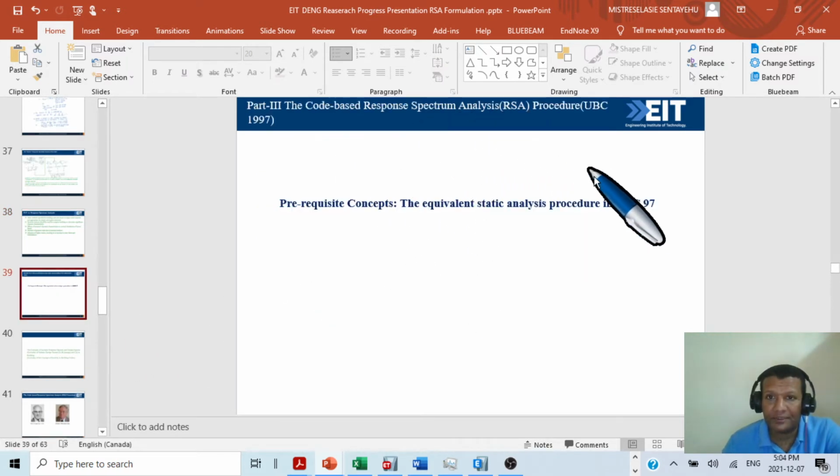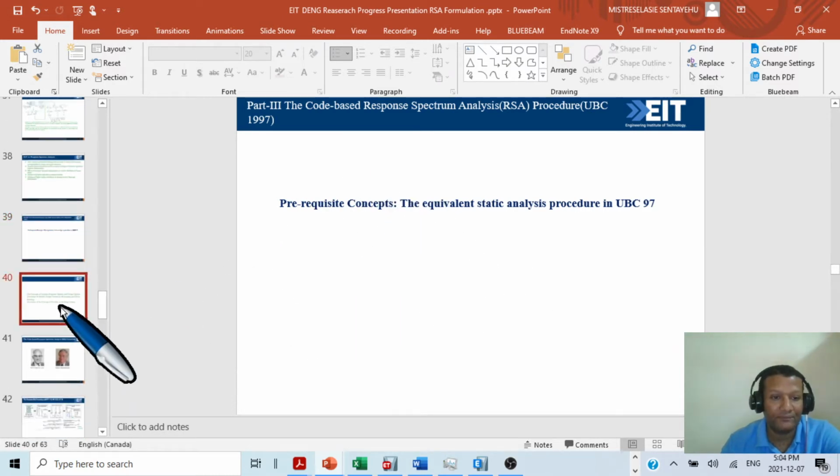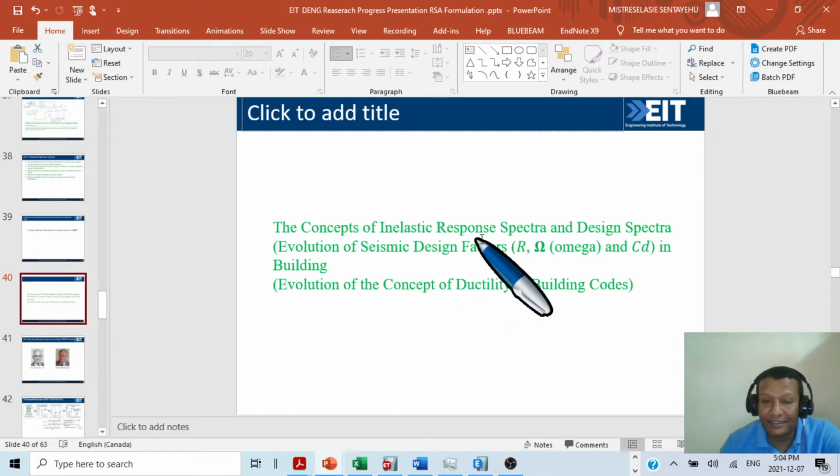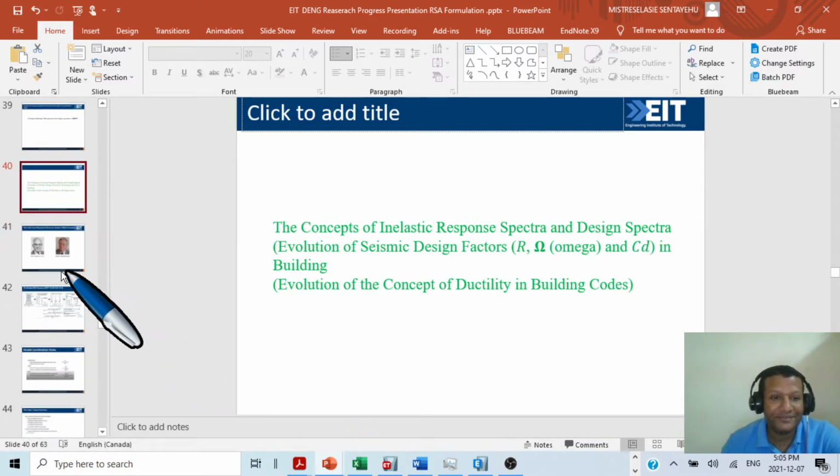The code-based response spectrum. With this background, we now know what the response spectrum is, the mathematical formulation, and all these things. Now we will see the code-based response spectrum. This is UBC 1997. As per UBC 1997, we will see the concept of the inelastic response spectrum and design spectra, and the evolution of seismic design factors: R factor, omega factor, Cd factor in the building. The evolution of the concept of ductility in the building code will be discussed in this part. Very fast, I'm going to finish it now.